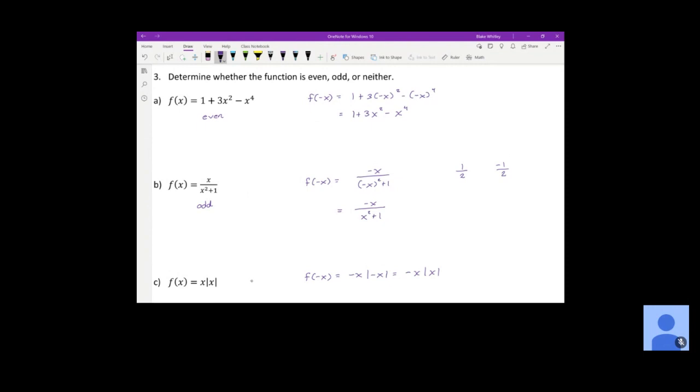Now, looking at what we've got here, is it the same as what we started with? No. Is it the opposite of the function that we started with? It is, right? So this time, negative x times the absolute value of x is exactly the opposite of the function we started with. So again, we can say that this one is an odd function. Any questions on that one now?